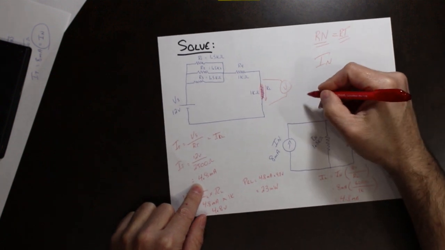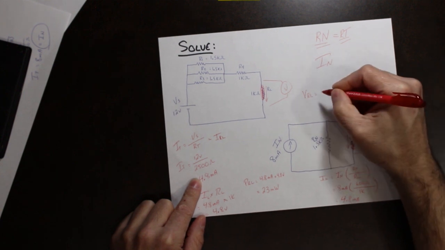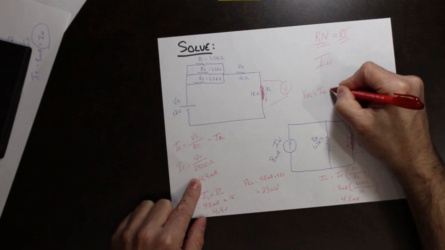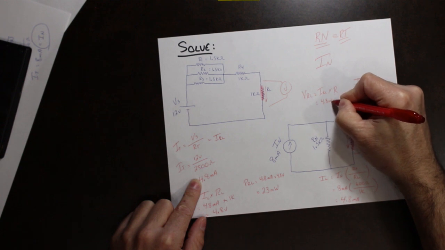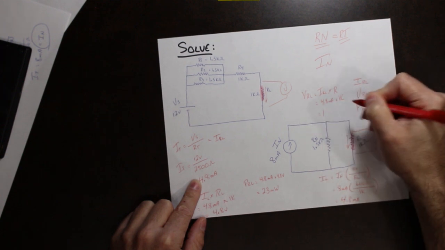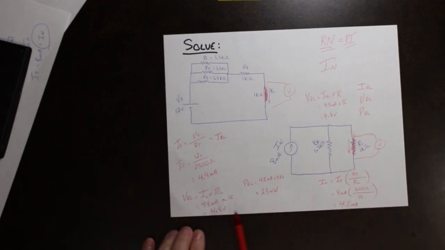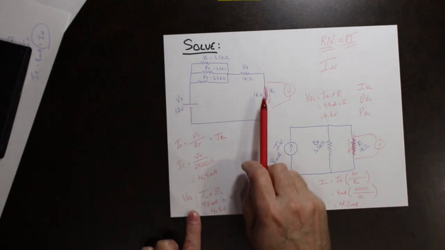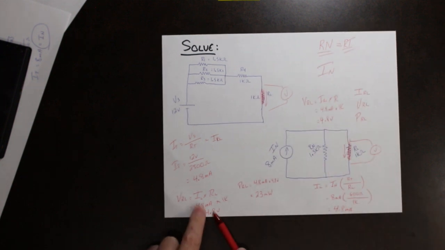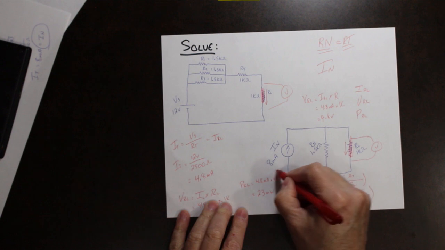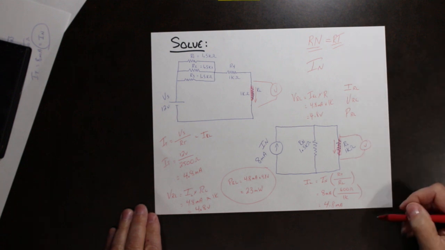Ohm's law will tell me again that if I want the voltage across RL, it's equal to the current times the resistance. So that is 4.8 milliamps times 1K, giving me 4.8 volts. That voltage, calculated this way, is exactly the same as this voltage, calculated this way. And if we take the same current and the same voltage, multiply them together, we're going to get the same power. So all of these values work out.